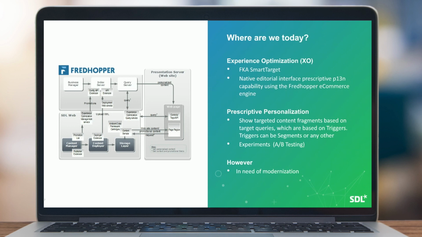I think everyone who has implemented or set up the current XO will probably agree that the whole end-to-end setup, setting up Fredhopper, configuring SmartTarget, doing all the development work to get promotions out, it's all pretty complicated. And if you look at the underlying technology, we felt it was in need of a bit of modernization.